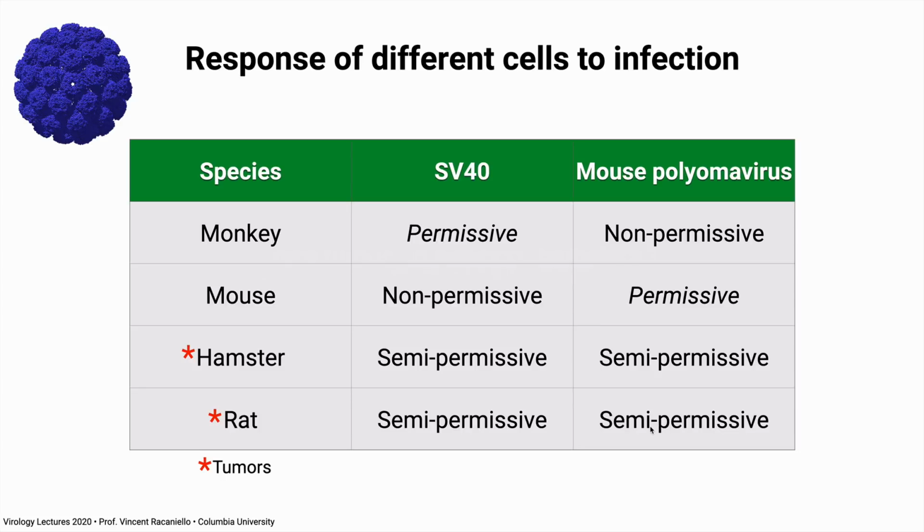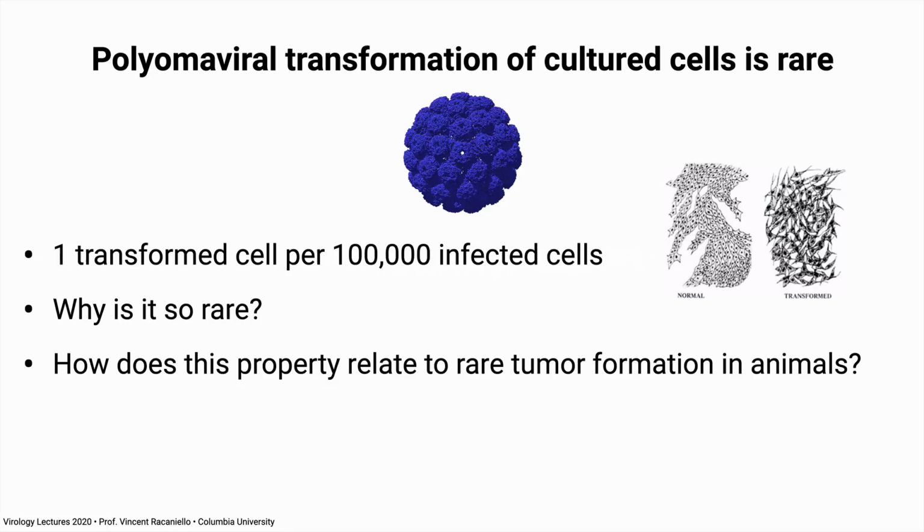I'm going to explain that in a few slides. If you're non-permissive, no tumors because the virus doesn't even have a chance to replicate. If you're permissive, the virus kills the cells, but semi-permissive is the key. And what that is exactly, we'll explain. The transformation of cultured cells by polyomaviruses is rare. You get about 1 transformed cell per 100,000.